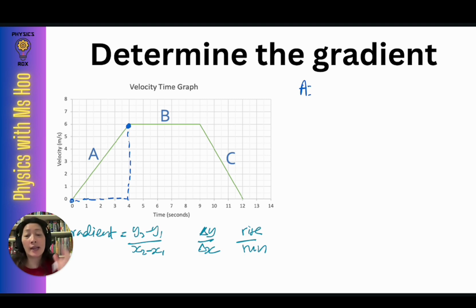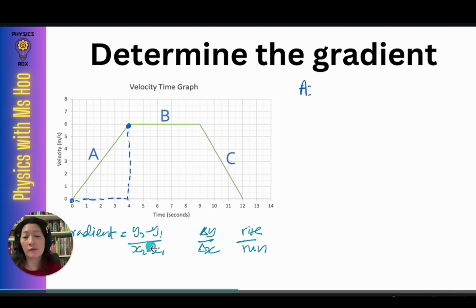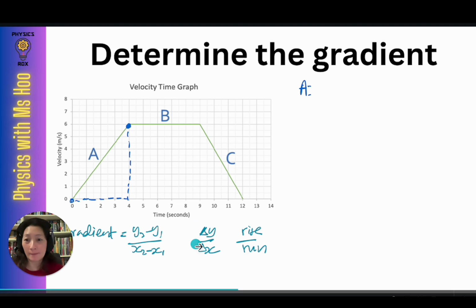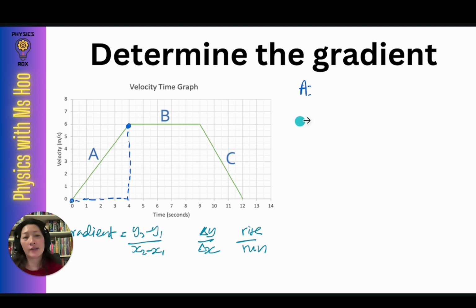And when you get the coordinates to calculate the gradient, especially if you're using the first formula, please don't just draw a random triangle and then take two other random values in the middle. No! The gradient triangle you draw is based on the coordinates that you're going to put into your formula. So let's say we take the first formula in this case. So we've got the coordinates of 0, 0 and 4, 6.